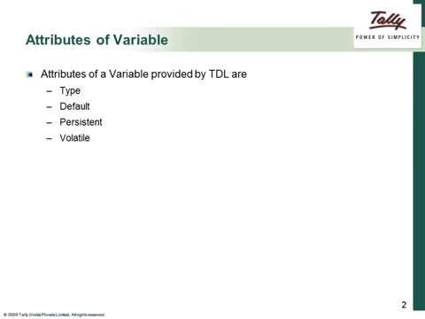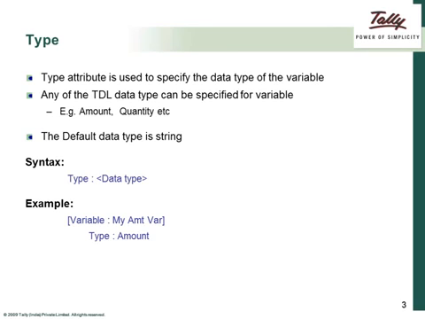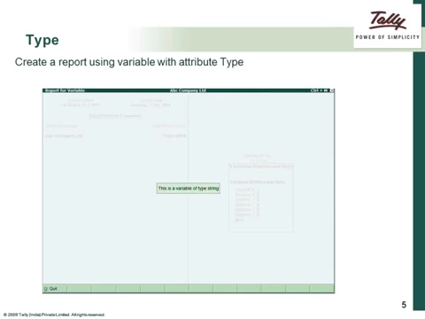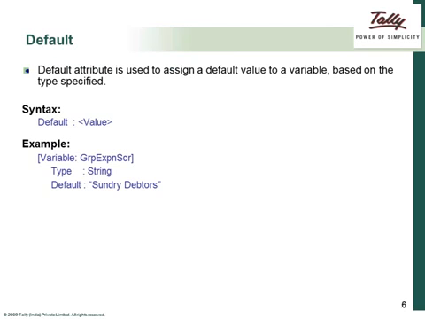So there were four basic variable attributes that we spoke about. We have default, we have type, we have persistent, and we have volatile. Type is to inform what type of data this particular variable would hold. This could be of type string, date, logical, amount, quantity, every data type that your field can consist of. Then we spoke about default.